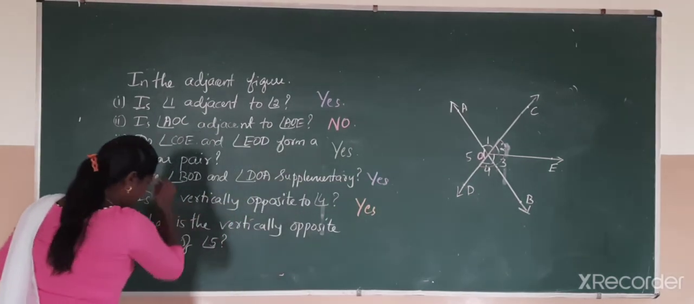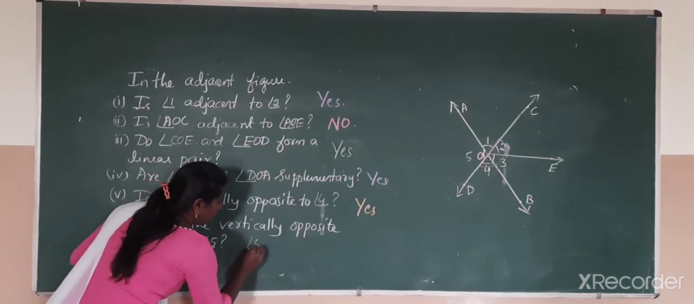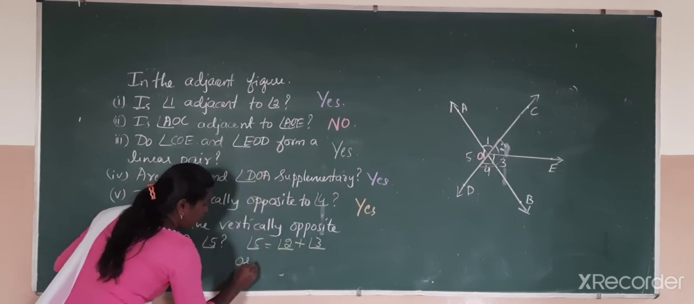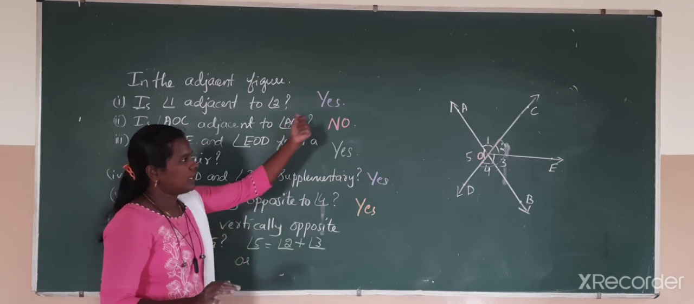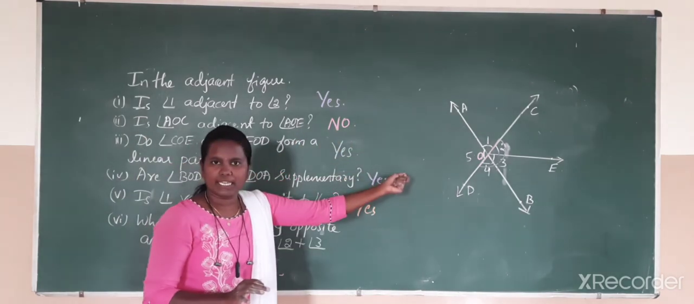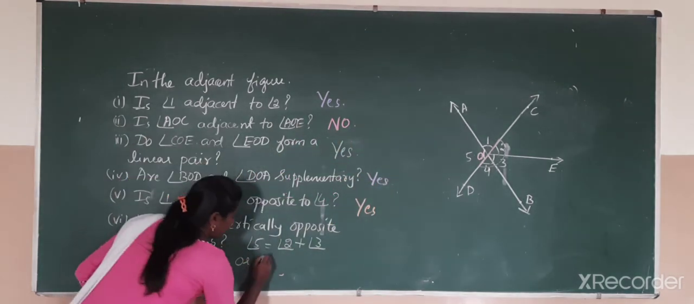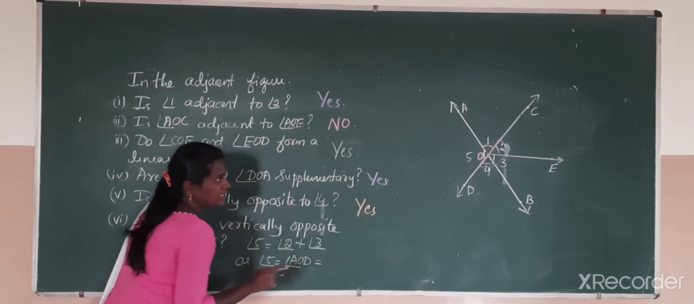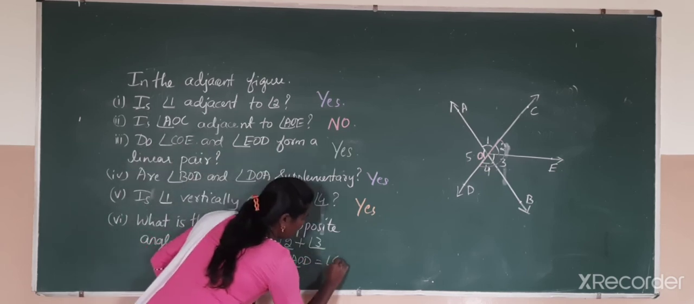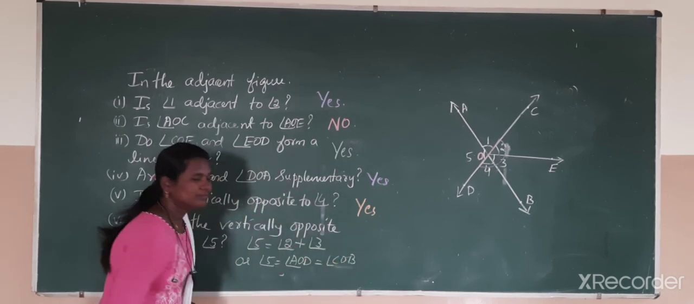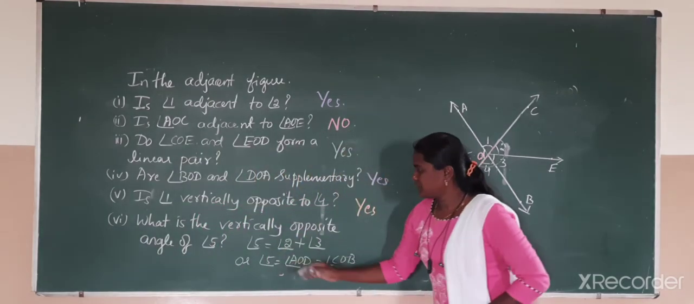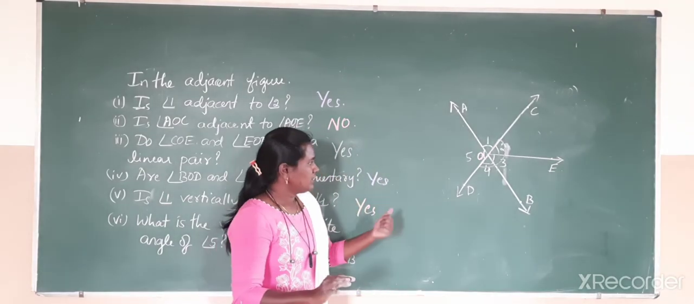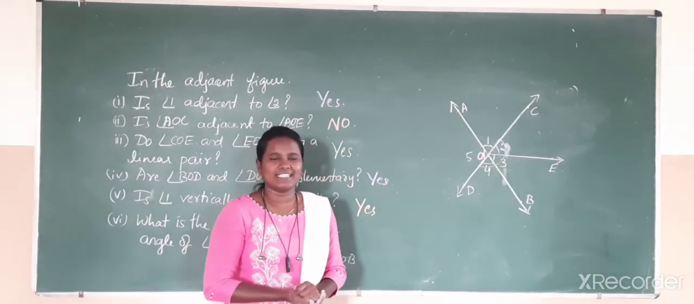Let me write. This angle 5 is equal to angle 2 plus angle 3, or because both are the same, you are mentioning the name of the angle. Or angle 5 is equal to angle AOD, that is equal to what? COB. Yes. So this question is from your exercise. Go through the exercise problems. Let us discuss other problems in the next class. Thank you.